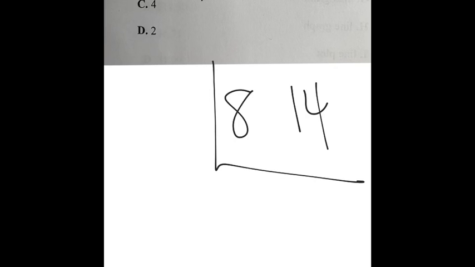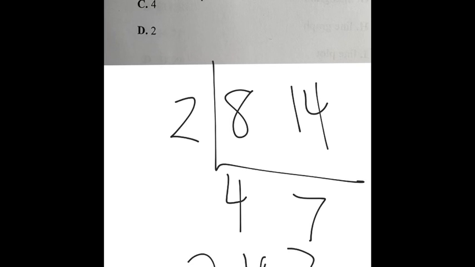Or you can do this method, which I always like better, which is you put them in like this. I divide both of them by 2, right? So this becomes 4, this becomes 7. I can't divide them by any more, so I'm just going to multiply these 3 numbers together. So 2 times 4 times 7. That means 8 times 7, which equals 56. That's our answer. It's the fastest way, I think, to do it.